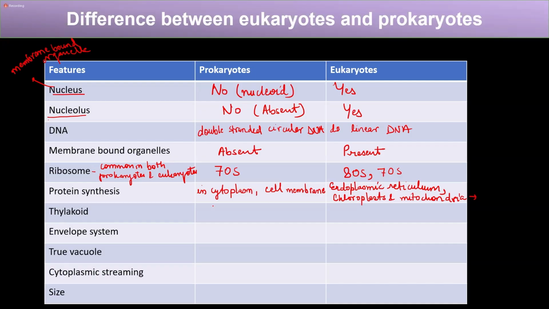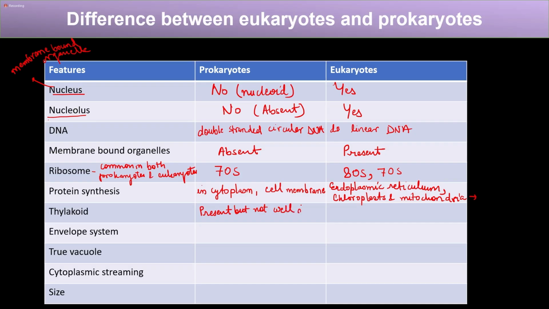Next, we'll talk about whether it contains thylakoid. Thylakoid is a special structure that is present in the chloroplast, as you will see. But in the case of prokaryotes also, this thylakoid is present. Okay, so present but not well defined.